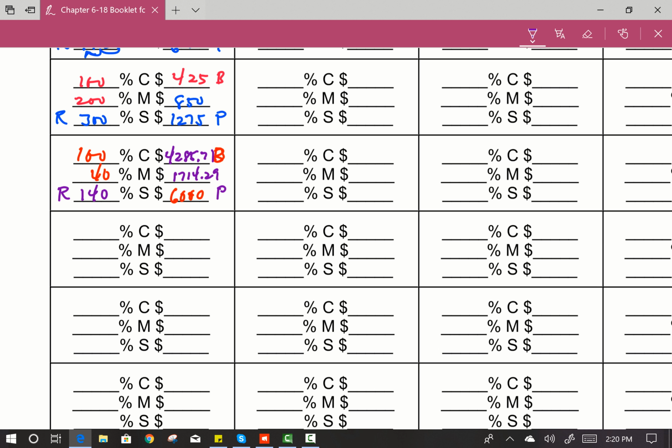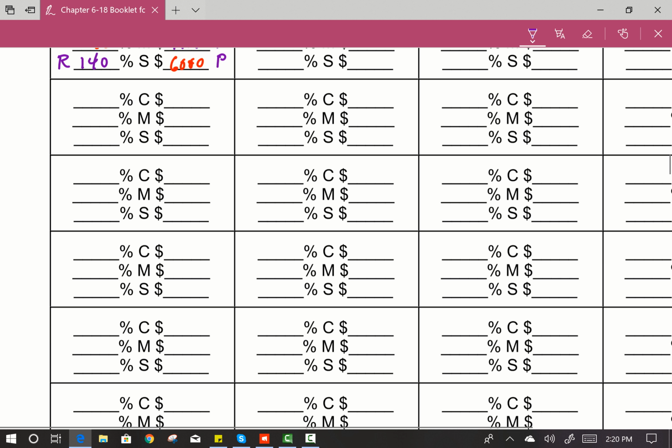Okay, so what I learned on this one is that my item costs $42,857.14 and I marked it up $17,142.86. My percent of markup based on cost is 40%. Okay, let's go ahead and take a look at the next question.